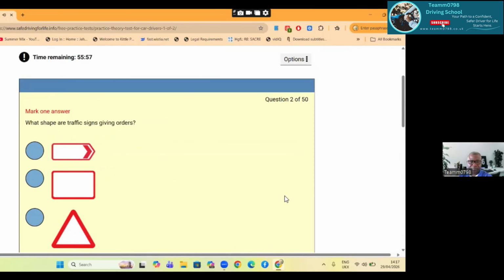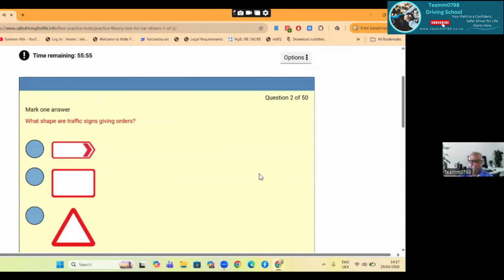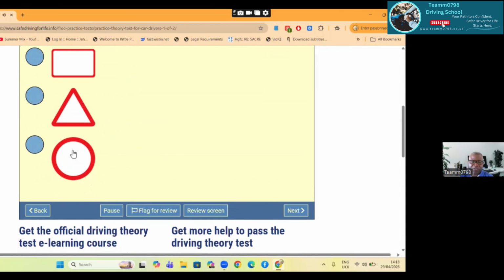Mark one answer. What shape are traffic signs giving orders? So orders are in a circle, white background with a red border around it. It's an order. Okay, that's how to remember them.